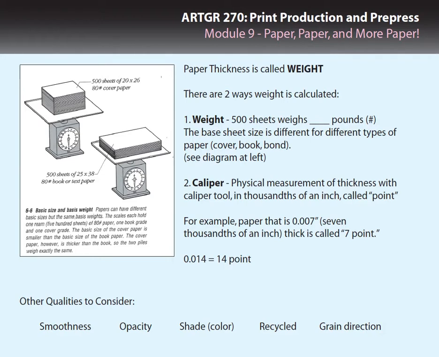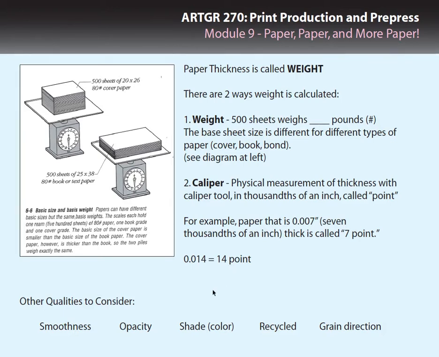If you were to measure the other way, with a caliper, it's a physical measurement. It looks like the letter C, where it comes down and pinches and measures the thickness of the paper. They measure it in thousandths of an inch, and they just call it point. So for example, paper that is 7 thousandths of an inch thick is called 7 point. 14 thousandths of an inch thick is 14 point. So obviously, where the number is getting larger, the paper is getting thicker.